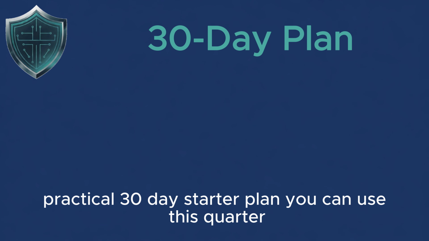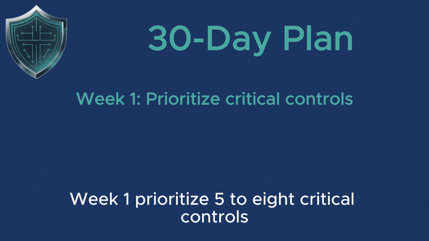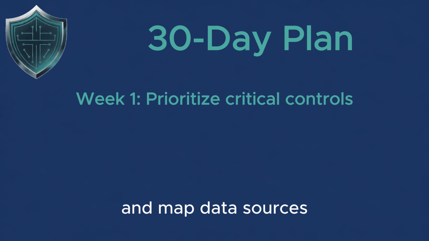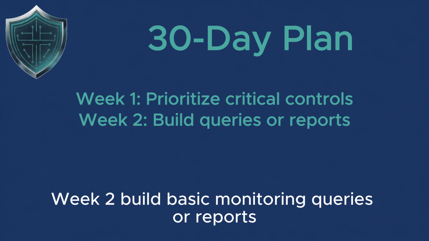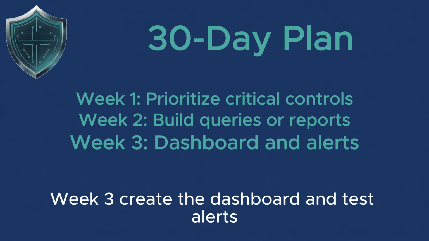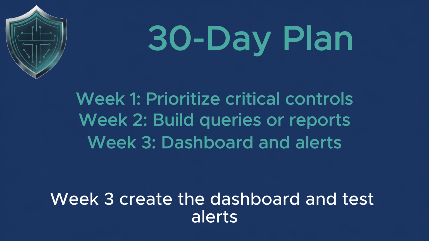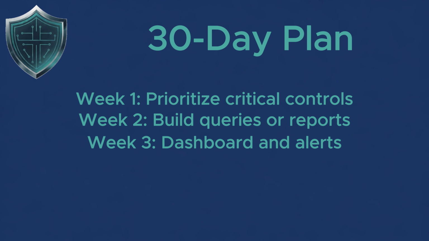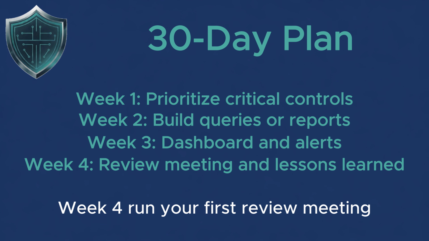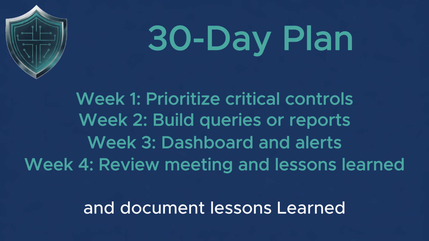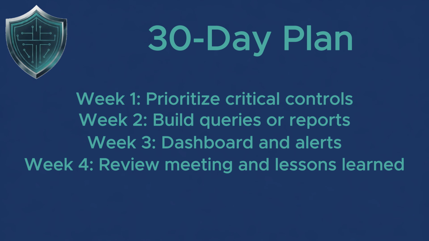Practical 30-day starter plan you can use this quarter. Week 1. Prioritize 5 to 8 critical controls and map data sources. Week 2. Build basic monitoring queries or reports. Week 3. Create the dashboard and test alerts. Week 4. Run your first review meeting and document lessons learned.